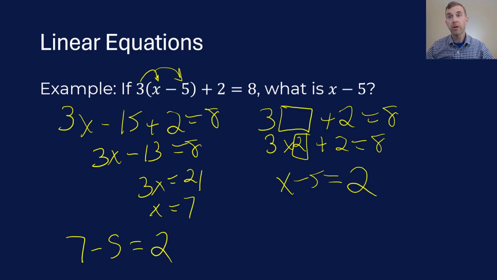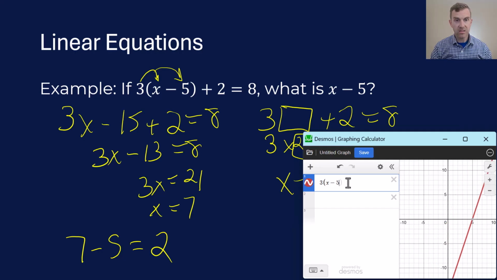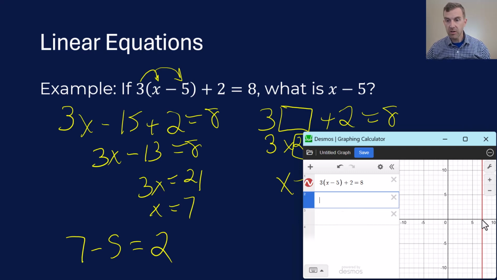There is one third way we could do this, which is to actually use Desmos. So if I go into Desmos here and do 3 times the quantity x minus 5 plus 2 equals 8, and then I go and look at that, I can say, okay, where is it crossing? It's crossing right there at 7. So I can now go 7 minus 5 equals 2. Much faster to do it in Desmos than it was to solve it by hand. So you got to think about with your linear equations, can I do it quickly? Or should I use something like Desmos to help me do it more efficiently?